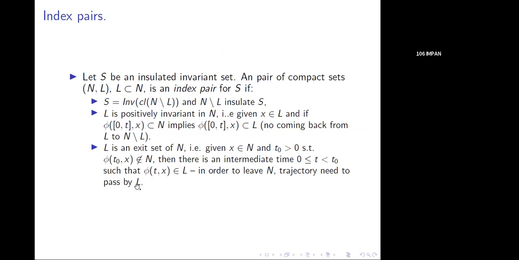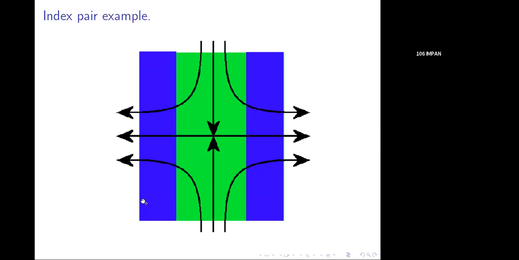And condition number 3 is actually kind of a relaxation of this W minus in the Wazewski principle. So L is an exit set, as I mentioned. This condition is saying if the trajectory is outside N, it means that at some intermediate point I have to pass by L. Right? And that's actually the case over here. At the intermediate point I passed through the S set, through the exit set.